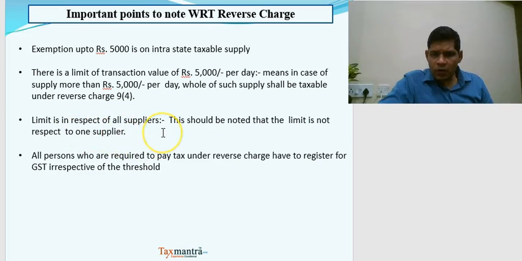Limit is in respect of all the suppliers. That means that this 5,000 limit is for all the suppliers. This is the aggregate of all the supplies for one particular day, and all the persons who are required to pay under reverse charge have to register for themselves.